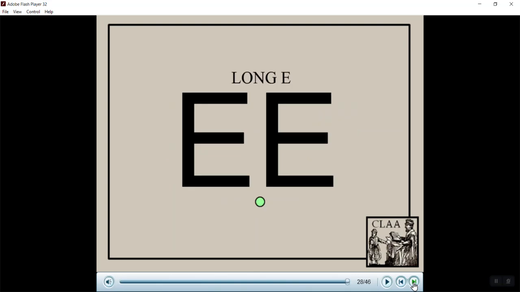The second sound in Middle English we need to learn is the long E. This is the same sound as the E in Classical Latin, but in Middle English it was often written with 2 E's. These 2 E's together are read as e, e, e.